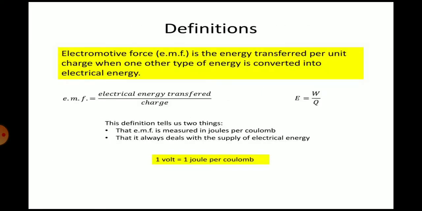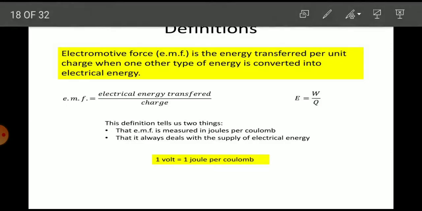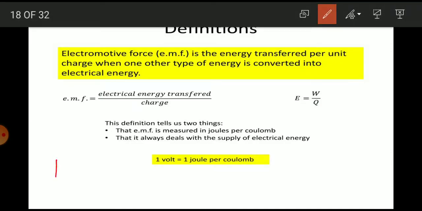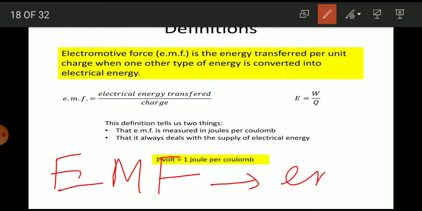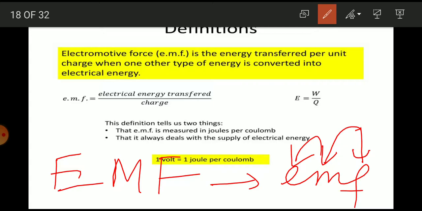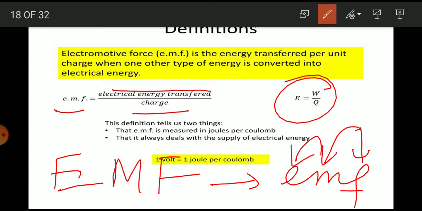Definition: electromotive force, EMF. The force which produces the motion of electrons is called electromotive force. Electromotive force is the energy transfer per unit charge when one type of energy is converted into another form of energy. EMF is the electrical energy transfer per unit charge. EMF is equal to W divided by Q.